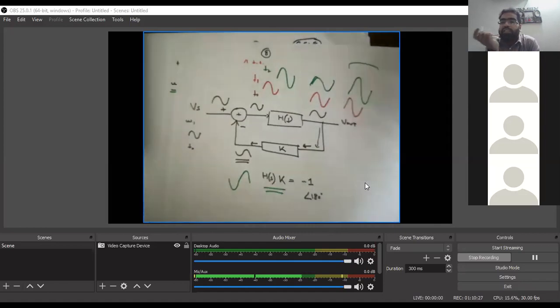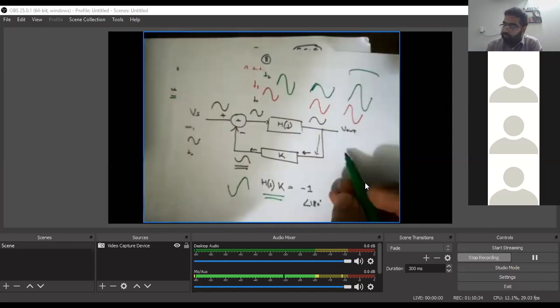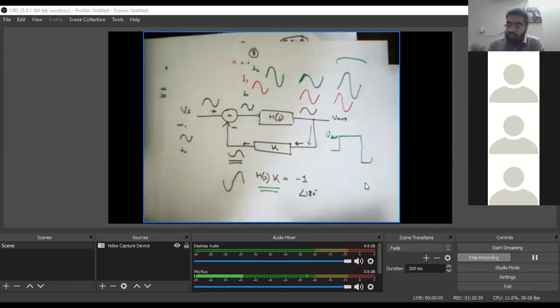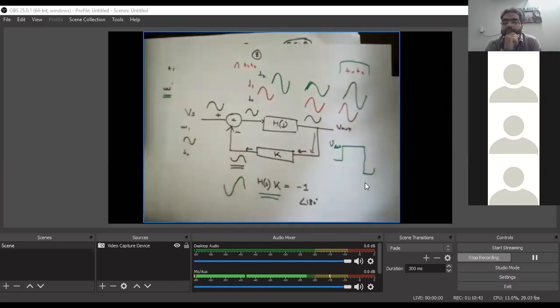Saturated means it reached the maximum VDD value. So we cannot recover the signal. What we are only going to get is something like this, which is VDD here, a square pulse, because the signal was somehow a small signal, or the system gets saturated.